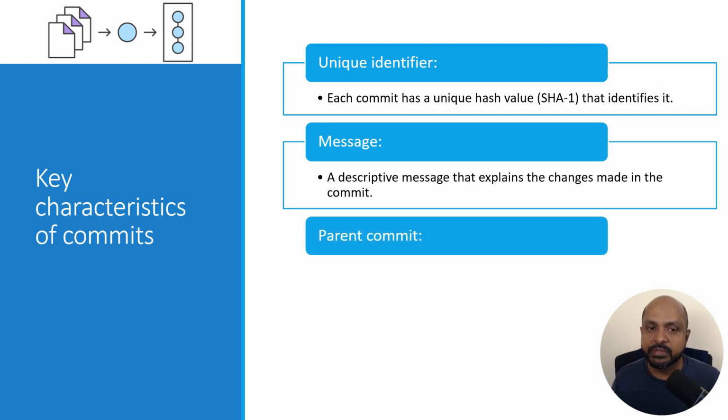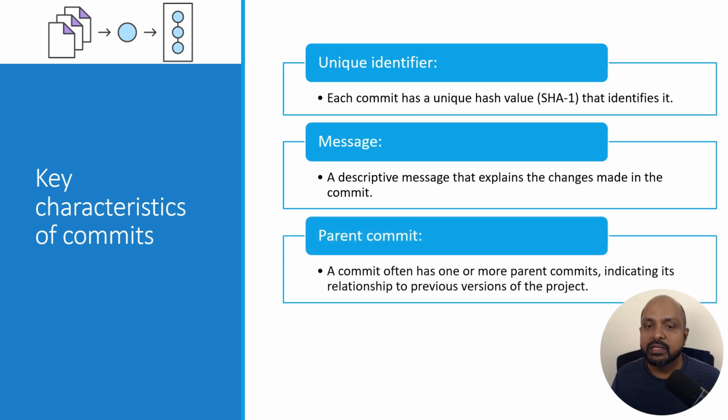The next attribute is parent commit. A commit in a project is linked to a chain of other previous commits. Let's say a chain through their parent commit. A commit typically has one parent commit which links to its previous version of the project. However, in the case of merges, a commit can have more than one parent. We will discuss this specific merging functionality later, then you'll understand it better.